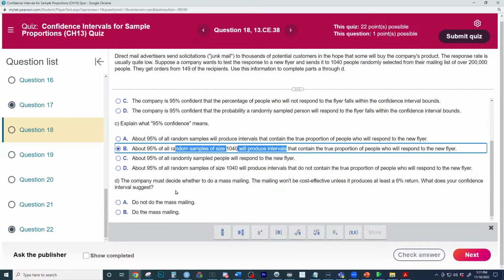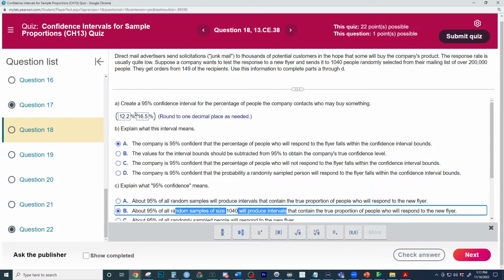The company must decide whether to do the mass mailer. The mailing won't be cost effective unless at least 6% return it. What do you think? Do you think at least 6% will return it? What do you think, Shaq? Looking at this interval, would you say to the company, do the mailer or don't do it? Do you think we have evidence that at least 6% will return this? Because we're going to send it out to everybody.